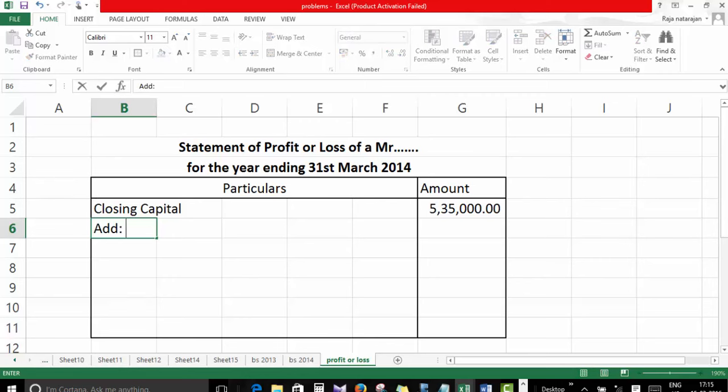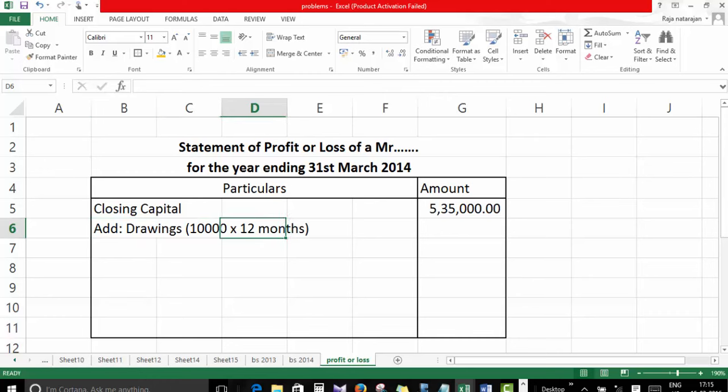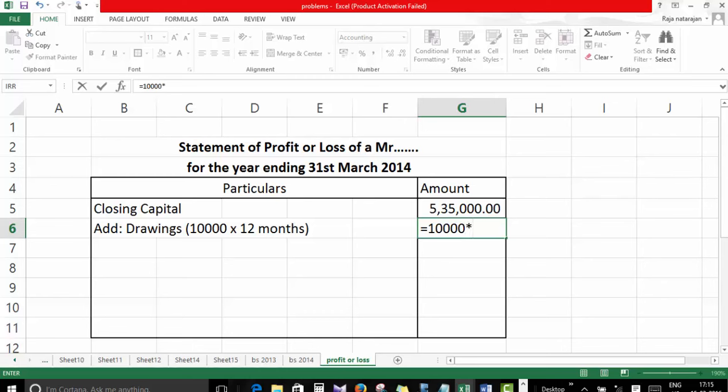So let us add back that to know what was the capital before the drawings. So add drawings, and how much has been drawn? 10,000 has been drawn for how many months? For 12 months. So it is 10,000 multiplied by 12, 1,20,000 had been drawn. Okay, so now let us total this. We'll call it a subtotal.